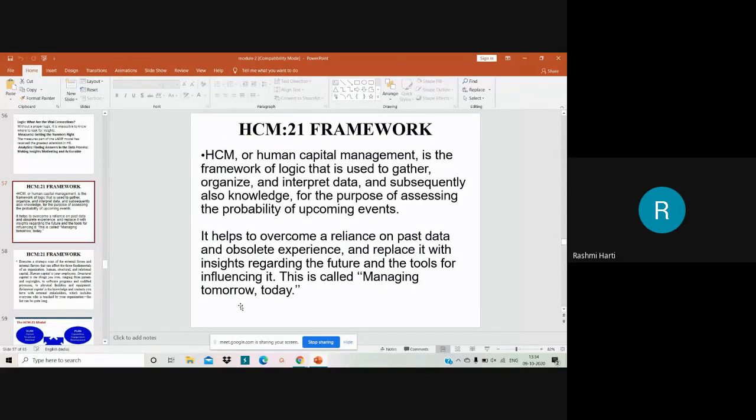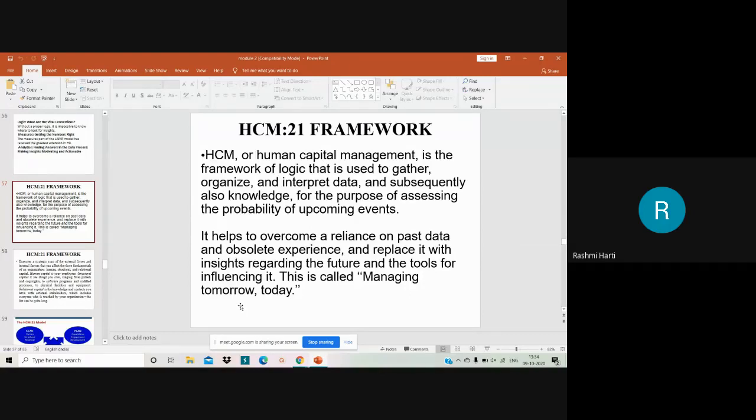Okay. So here, human capital management is the framework of logic that is used to gather, organize, and interpret data, and subsequently also knowledge, for the purpose of assessing the probability of upcoming events. Please understand, students, here it is a framework of logic. Again, reason comes here. That is used to gather the data, organize the data, interpret the data, and subsequently gain knowledge through that data. Okay. For what? For the purpose of assessing the probability of upcoming events.